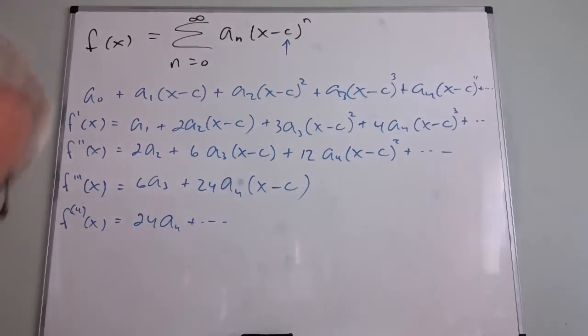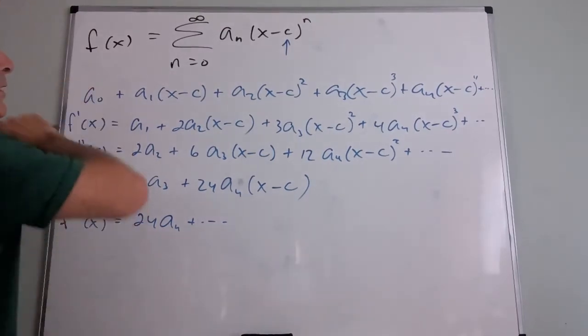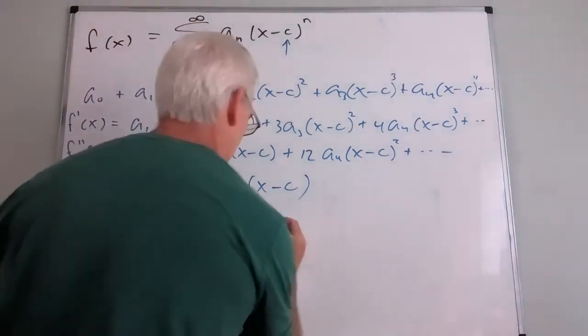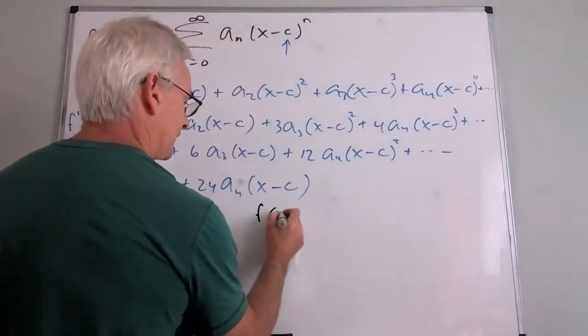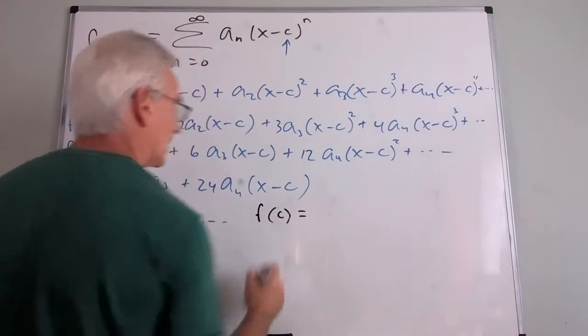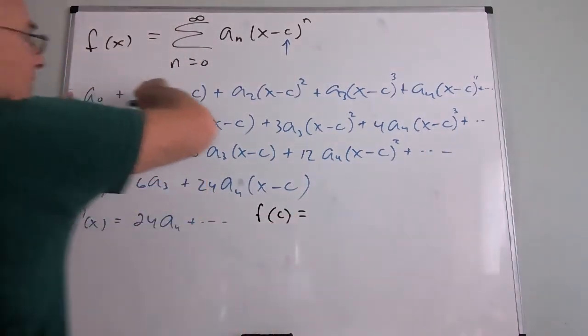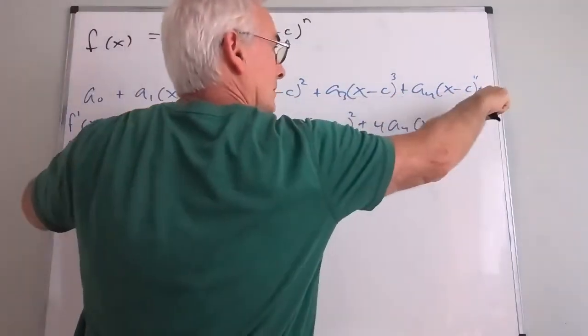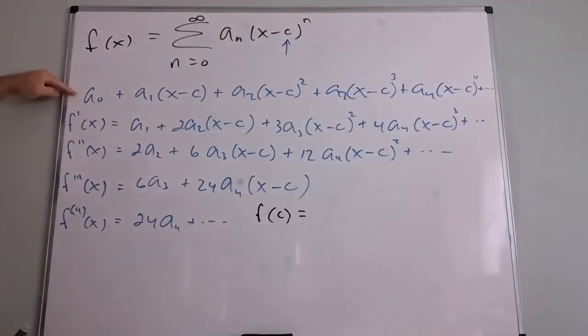I want to take each of these derivatives, and the function itself. I want to evaluate everything at c. And I'll do it right here. What is f of c? If I evaluate the whole thing at c, won't every single term here be 0? And what will I be left with? A sub 0. Okay.